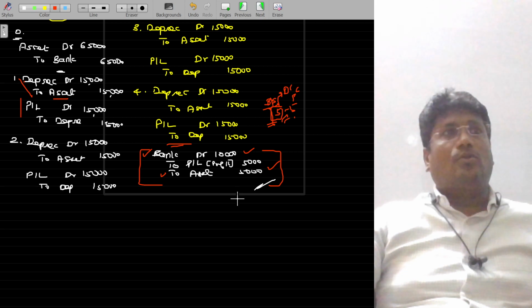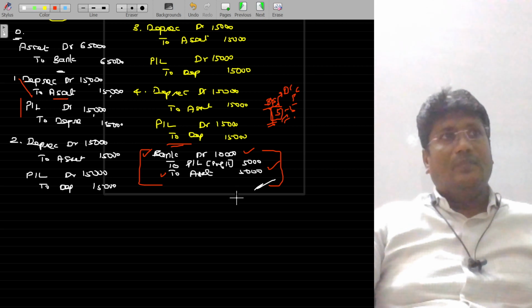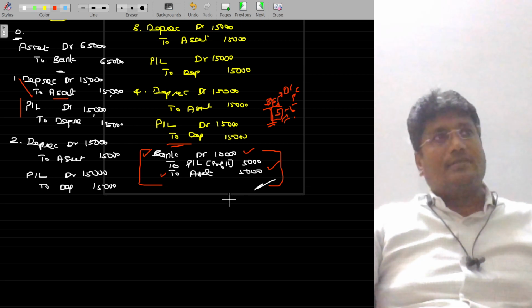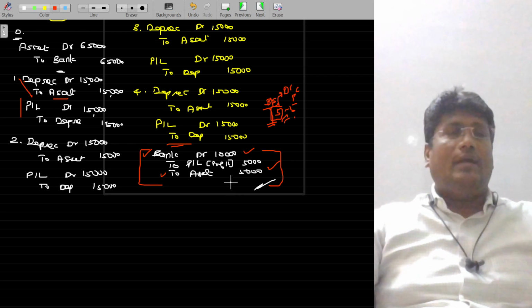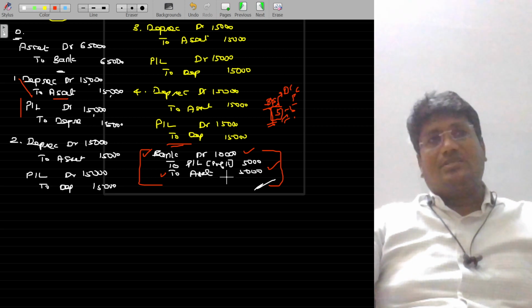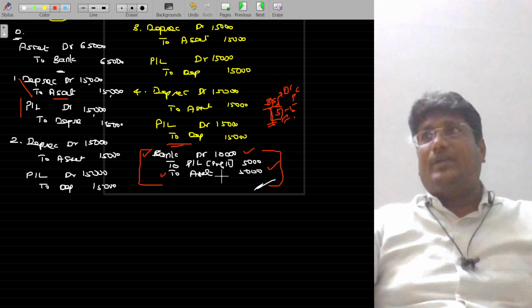We pass the entry through the asset disposal account. We are supposed to dispose one of the assets, then that asset will be transferred to the new account called asset disposal account. Now understand, I am using the transfer entry.